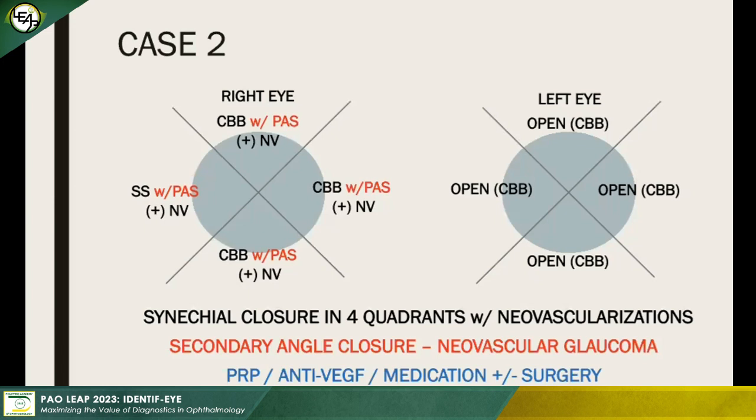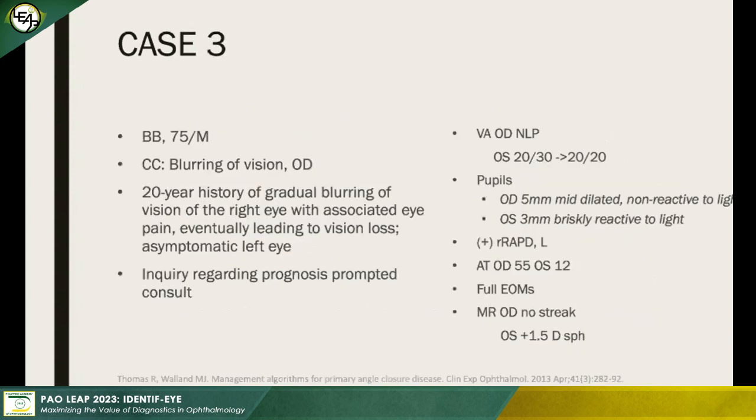So PRP might be needed, anti-VEGF might be needed, depending on how the pressure is controlled. You might want to start medications, and if it's persistently uncontrolled, surgery is already indicated. So notice how this approach was very different from our previous case, in that although both angles are closed, the direction of treatment was drastically varied because of the nuances in the findings in the angles.